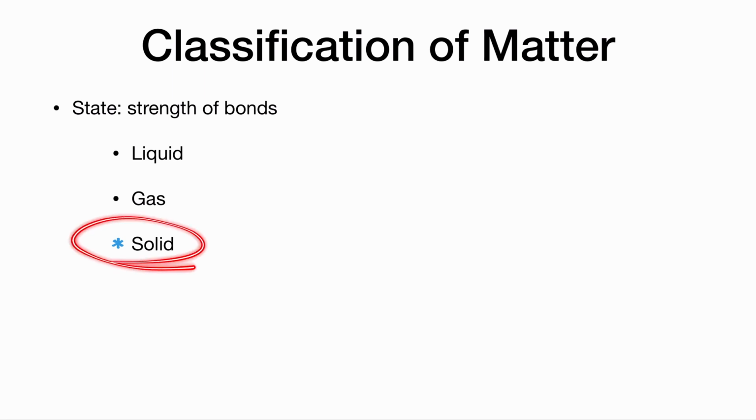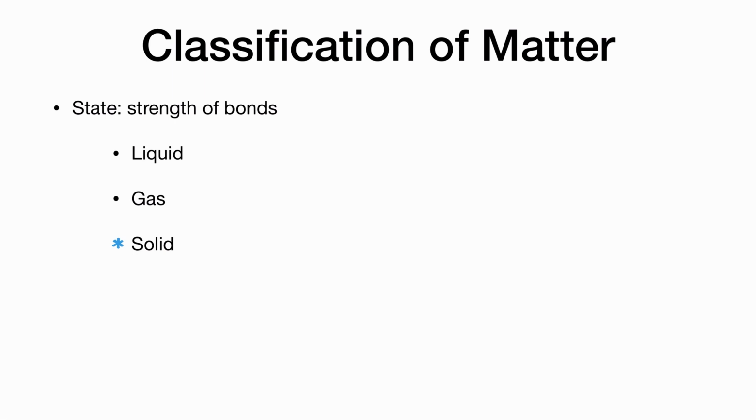Typically, they will be solid. So this brings us to another classification of matter, and that's related to bonds. Well, of course, liquid materials or substances have a certain amount of bonds, which is stronger compared to the bonds between gas particles or gas molecules. But solids always have stronger bonds relative to gas and liquid.